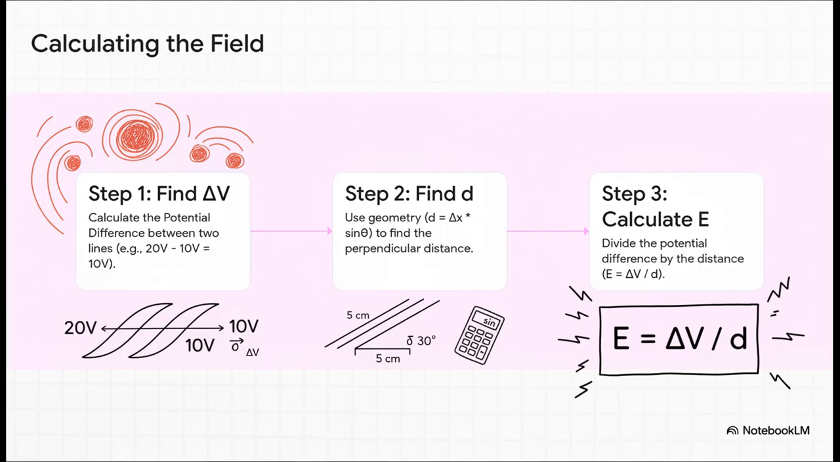Step 1, find the potential difference, or delta V. Let's just pick the 20-volt and 10-volt lines. The difference? Easy, 10 volts. Step 2, we need to find the shortest perpendicular distance between those lines. Now the map gives us a horizontal distance and an angle, so we just use a little bit of high school trig to find the true D. And finally, step 3, we just plug our numbers into the formula. The electric field is just that potential difference we found divided by the perpendicular distance we just calculated.